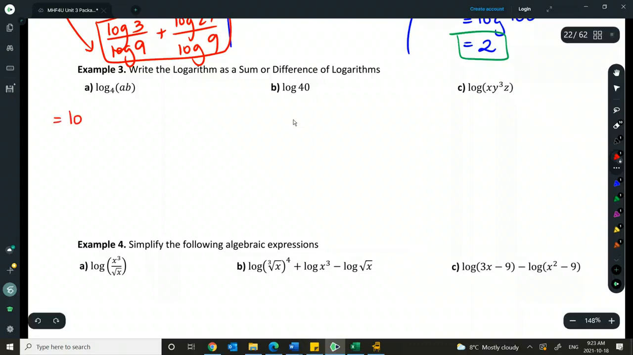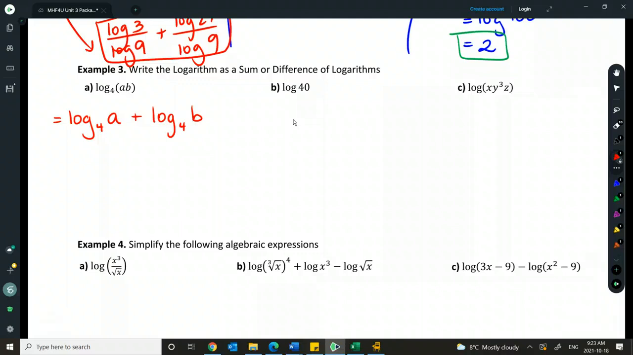Okay, so I can write this as log base 4 of A plus log base 4 of B. Products become sums. Sums can become products. Okay, this is product rule or product law.